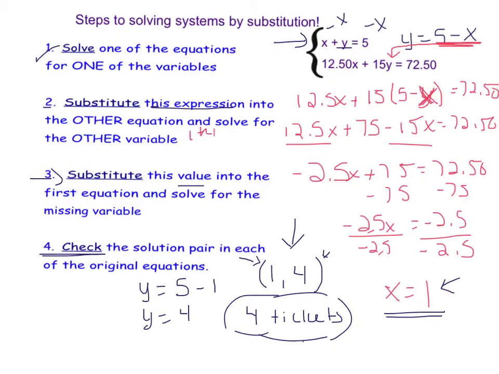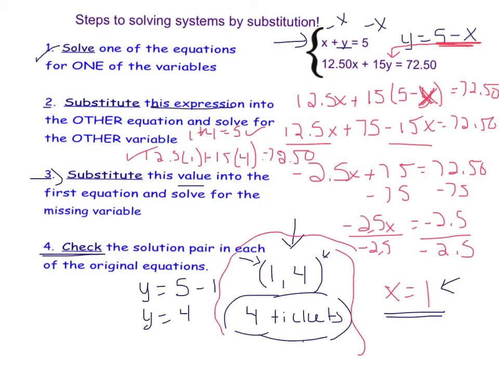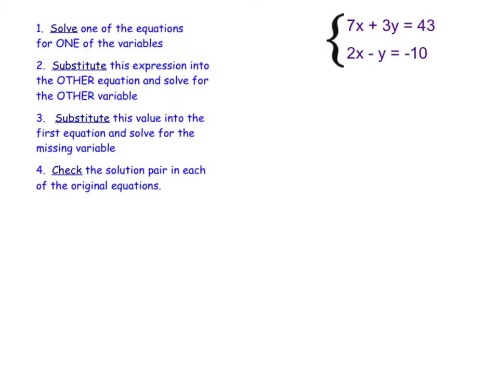1 plus 4 does equal 5. That checks out. And 12.5 times 1 plus 15 times 4 does equal 7250. So both check out, so I know that is my answer. All right, let's look at another example.